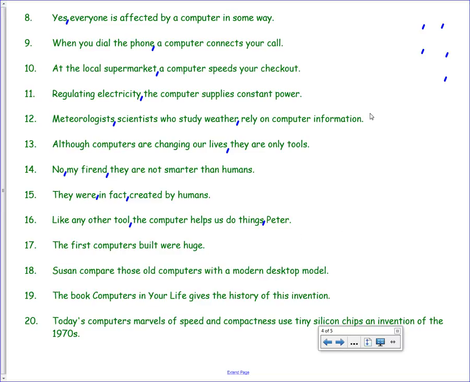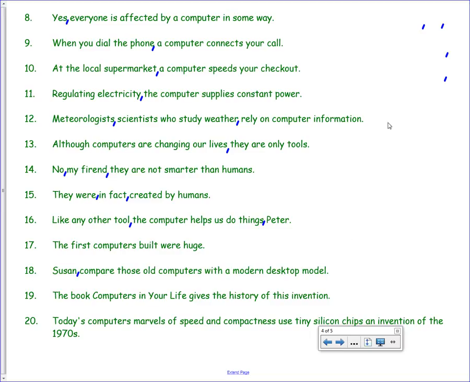The first computers built were huge. There's no need for a comma here. I can't take anything out where the sentence would still make sense. So no commas in this sentence. Number 18, Susan, comma, compare those old computers with a modern desktop model. Compare those old computers with a modern desktop model makes sense.